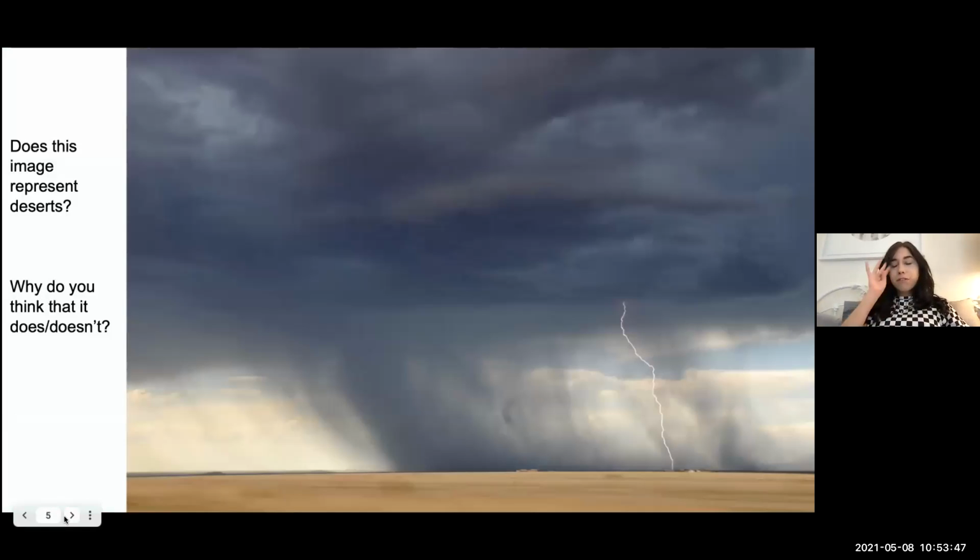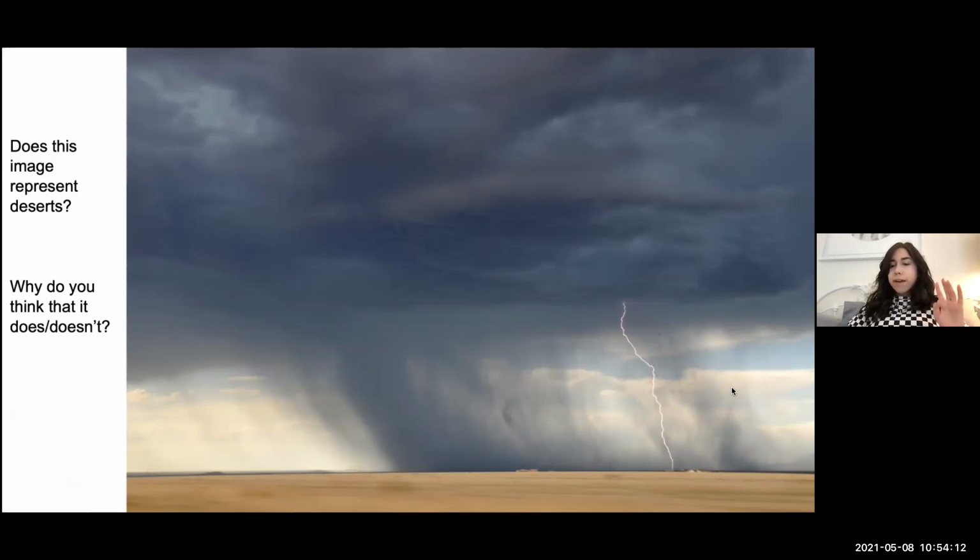So this is one of the first images I showed. Does this image represent deserts? Why do you think that a desert does it? So kids automatically saw the sand, right? And they were like, oh, that's a desert. It has sand. Or they said, I think that's rain, so it could be a desert. Or they also said, like, maybe that's a dust storm.